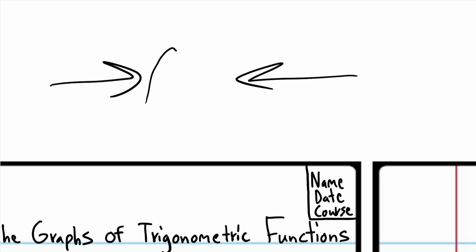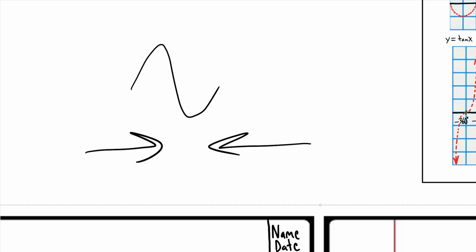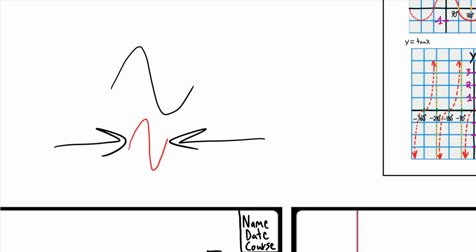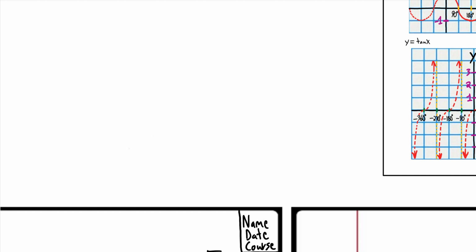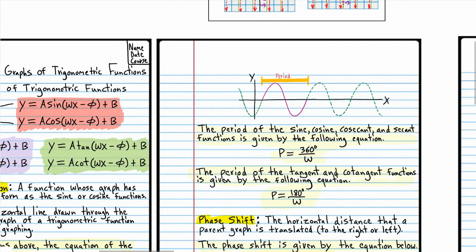So you might have a basic sine curve that looks like this. If you compress it, it might look like this. So you're pushing it inwards when you multiply by a whole number. So that's why you have to divide by omega.